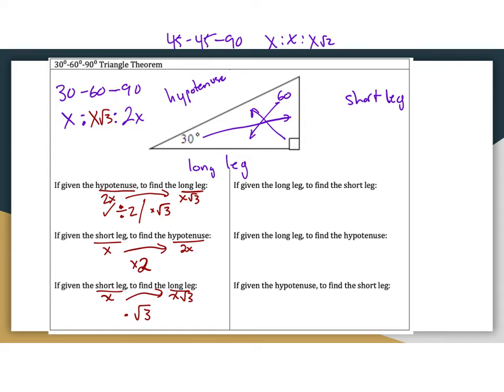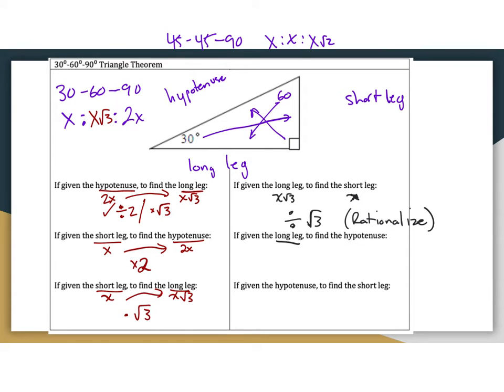Now if I'm given the long leg, x square root of 3, to find the short leg, which is just x, I'm going to need to divide by square root of 3. And I would caution you here, this might require a rationalization step. We talked a little bit about that in 45, 45, 90. Square root of 3 is still irrational, so you might have to do that multiply by 1 thing and figure out what that might look like simplified. So be aware that that's there.